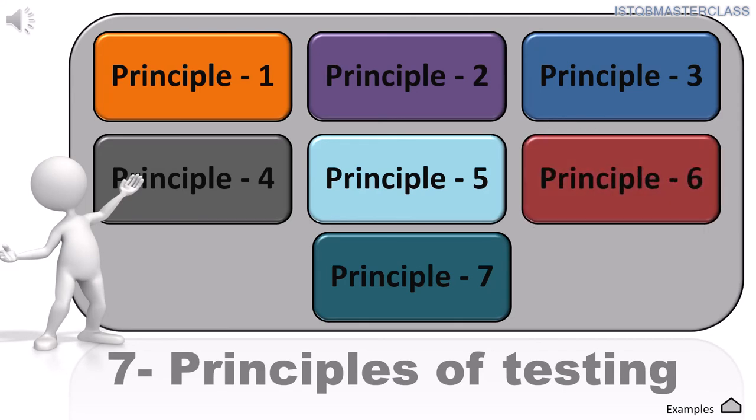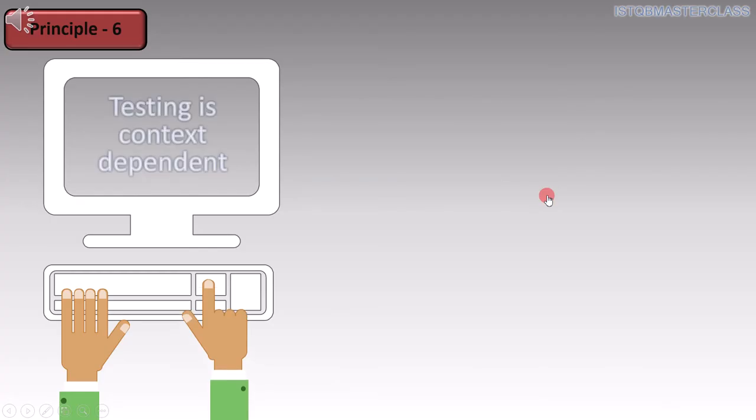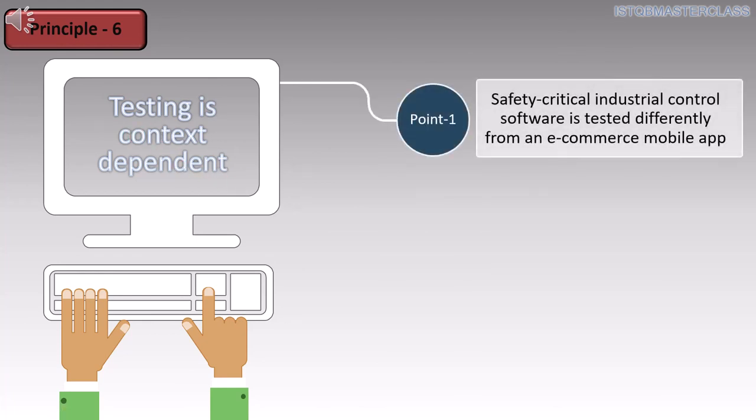We will cover the sixth principle. It states that testing is context-dependent. This means that the type of testing will depend upon the kind of product being tested. This is why testing is context-dependent. So let's start breaking this down. Point 1. Safety-critical industry control software is tested differently from an e-commerce mobile app. So a mobile application and a safety-critical software will be tested differently. We can't use the same process for both applications.